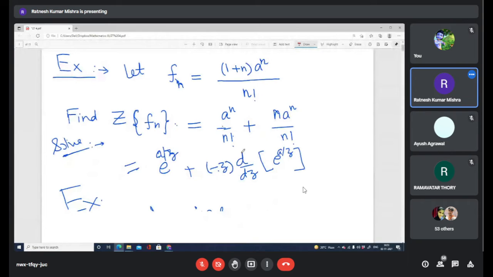What will you get? p power 0 is 1. So in the numerator this is p, and q power n cancels, q power -1 goes to the denominator, so that is q. Now see here, p is in the numerator and q power n cancels, so q power -2 goes to the denominator, so q square into q power -1, so that is q. So therefore this is the r.